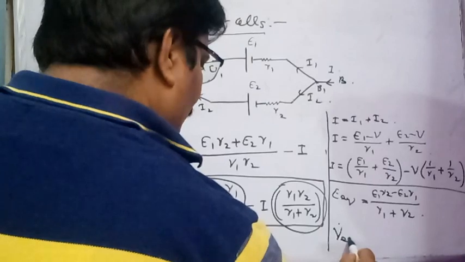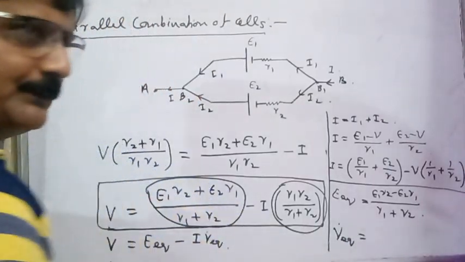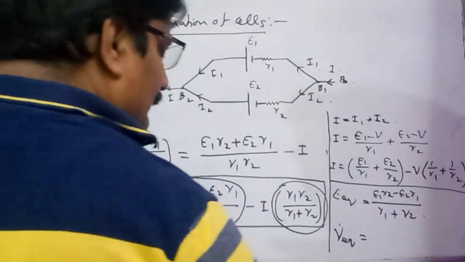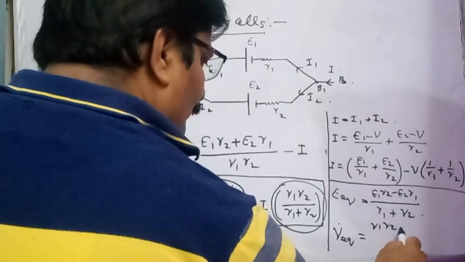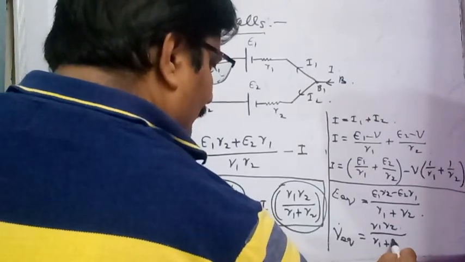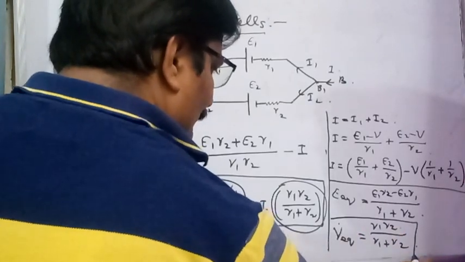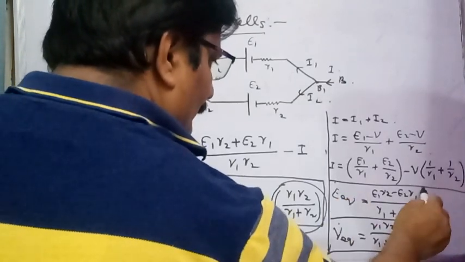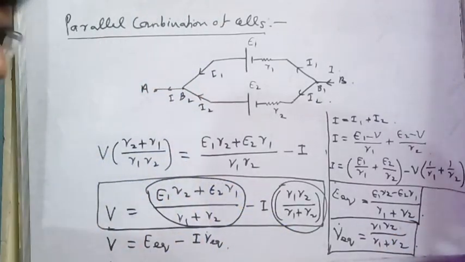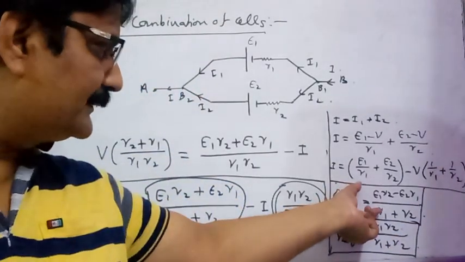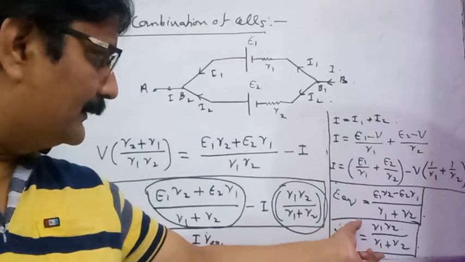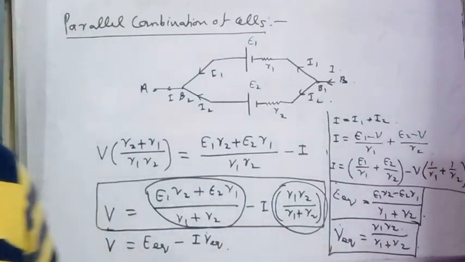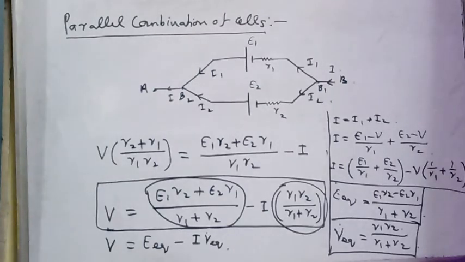And what is the value of R equivalent? Equivalent internal resistance of the parallel combination of two cells is equal to R1 R2 divided by R1 plus R2. This is the formula for equivalent EMF and equivalent internal resistance in the parallel combination of two cells, if the cells have EMF E1 and E2 and internal resistance R1 and R2 respectively.